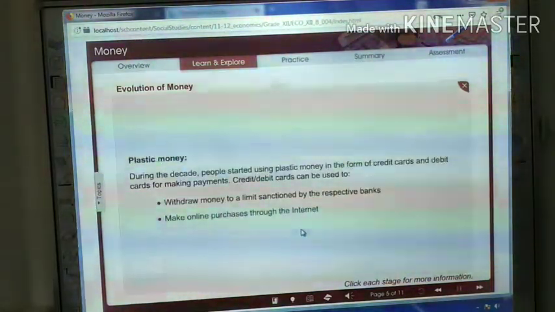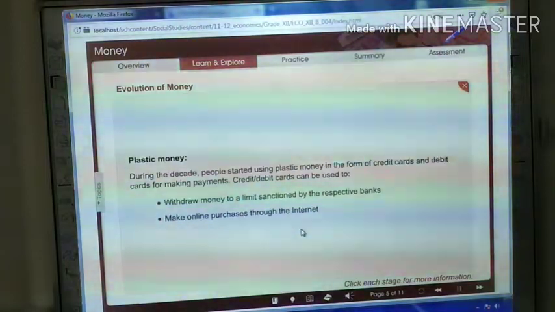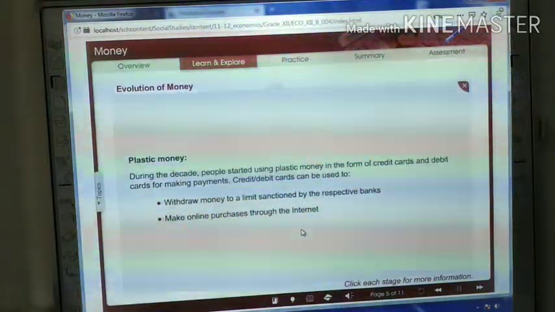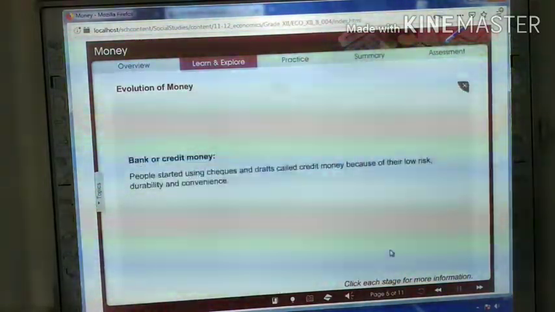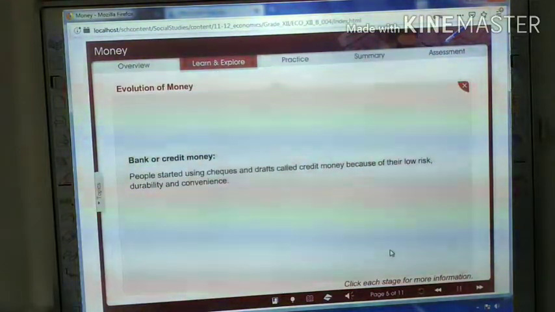Plastic money. During the last decade, people started using plastic money in the form of credit cards and debit cards for making payments. One can withdraw money through these cards. Plastic money also facilitates making online purchases through the internet. Bank or credit money. Besides paper money, people started using checks and drafts called credit money because of their low risk, durability, and convenience.